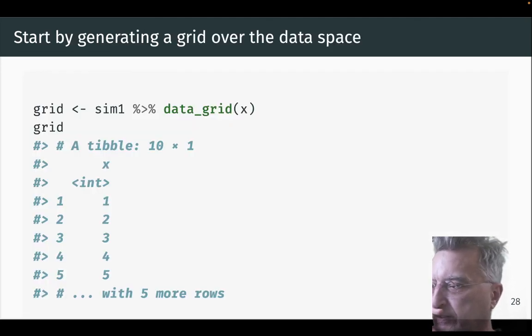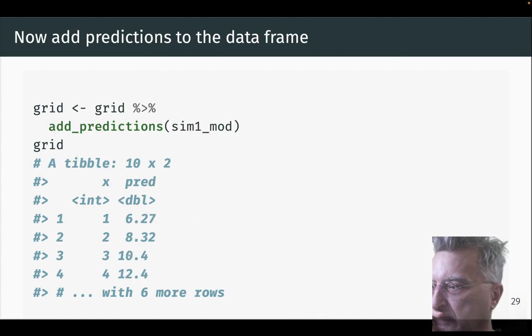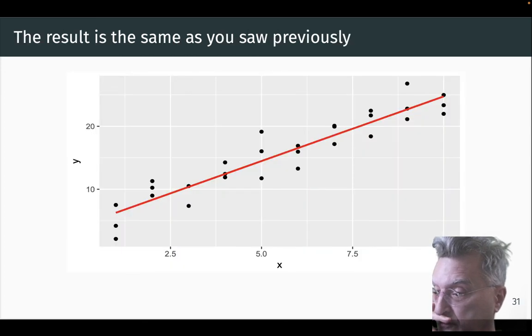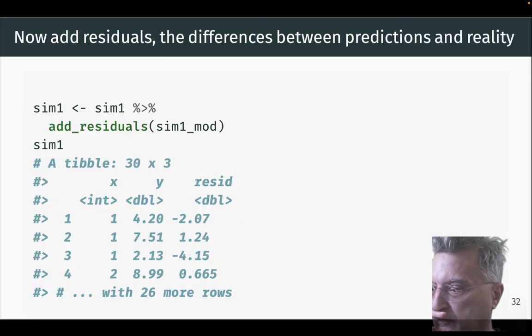So we can generate a grid over the data space and add predictions to the data frame. So the PRED column is the predictions. And we can plot the predictions in the data. So the data is just the geom point. The geom line are the predictions. And this gives us the same prediction line, 4 point something and 2 point something. Was it 4? Yeah, 4 and 2.